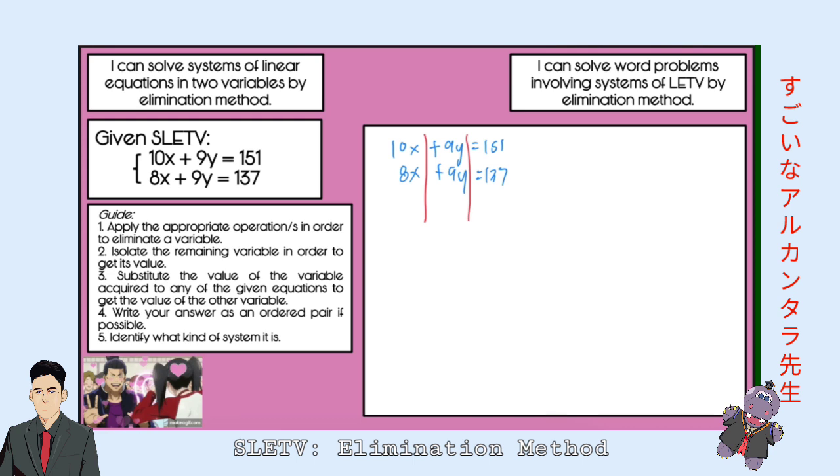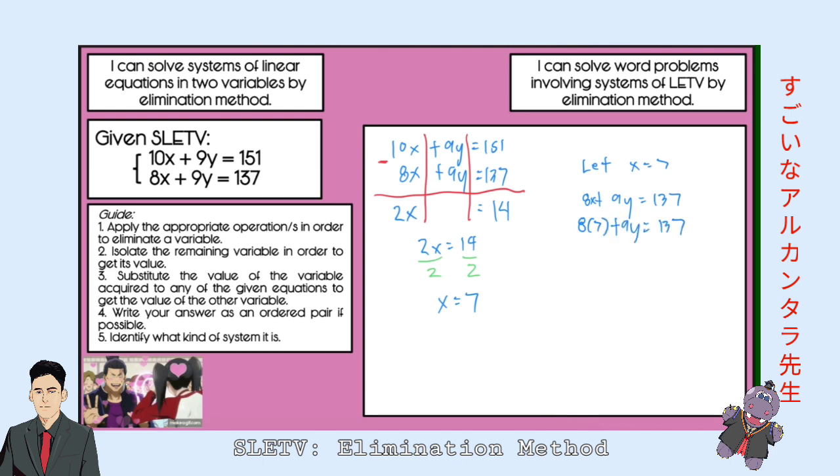Doing so, by subtraction, 10x minus 8x is 2x, 9y minus 9y is 0, 151 minus 137 is equal to 14. So we have 2x is equal to 14, divide the entire thing by 2, you will get x is equal to 7. And then you may substitute that to any of the equations, so that x equal to 7. I'll use the second one, 8x plus 9y equal to 137. 8 times 7 plus 9y is equal to 137. Excuse me, 56 plus 9y equal to 137. So subtract 56 to both sides.